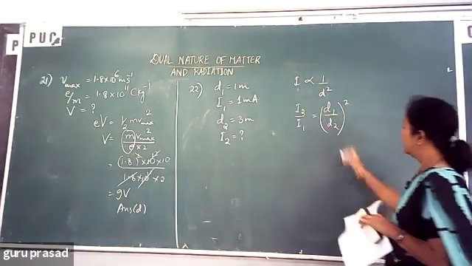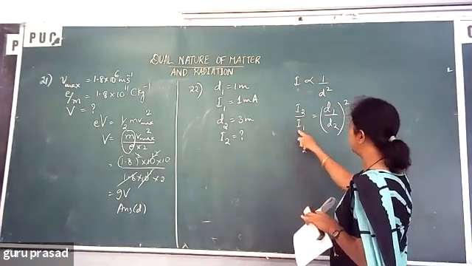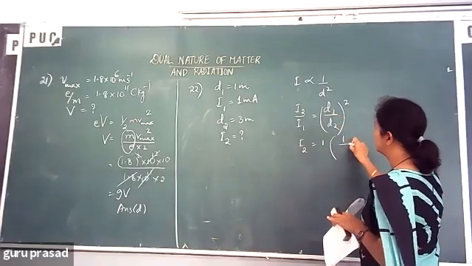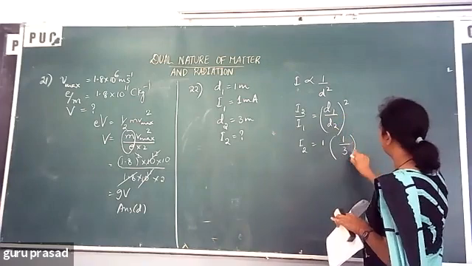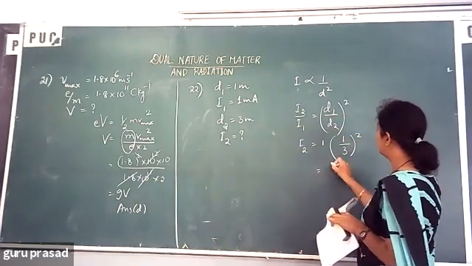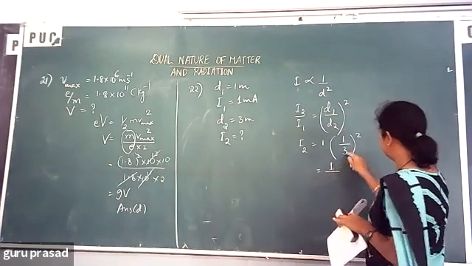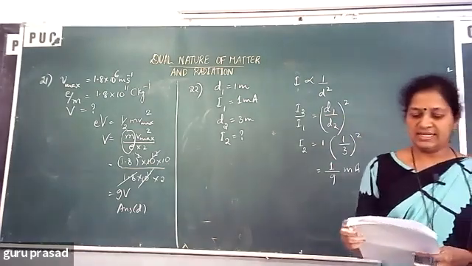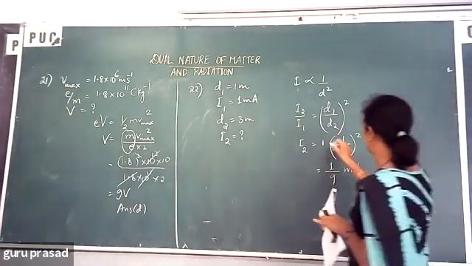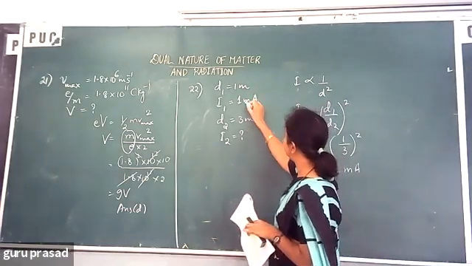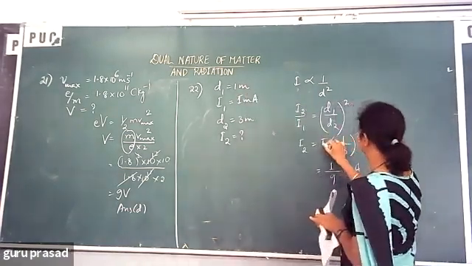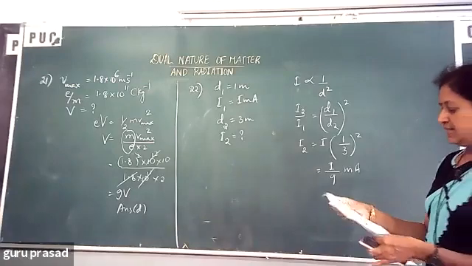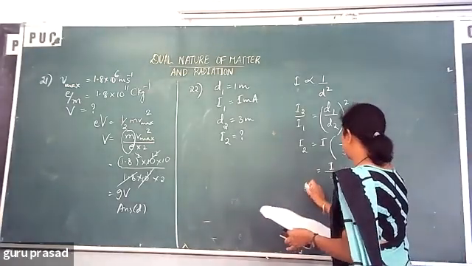Now for I2, take I1 to the other side, which is 1 into D1 which is 1, by D2 which is 3, whole square. So now 1 milliampere by, this is 9. So 1 by 9 milliampere. It is therefore I by 9. So I by 9 is the answer. Yes, answer A.